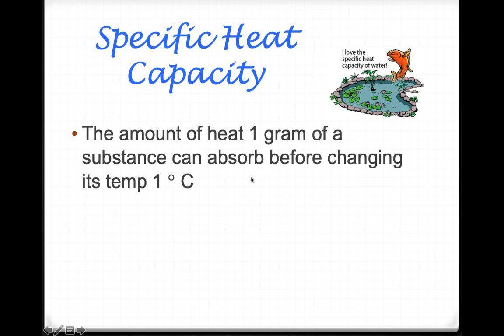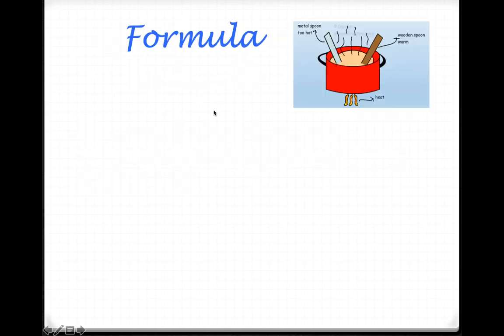So if you're holding on to something and it's getting really warm versus something you're holding on to and it's not getting very warm, that has to do with specific heat capacity. All right. The math formula for it is capital C equals Q over, this is a dividing line, m delta T. Okay, what does that mean?